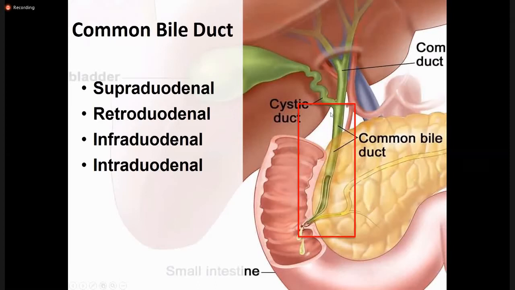The course of the common bile duct is supraduodenal, the retroduodenal, that is behind, then infraduodenal, that is below, and then intraduodenal, that is, this part is opening, this is the intraduodenal.